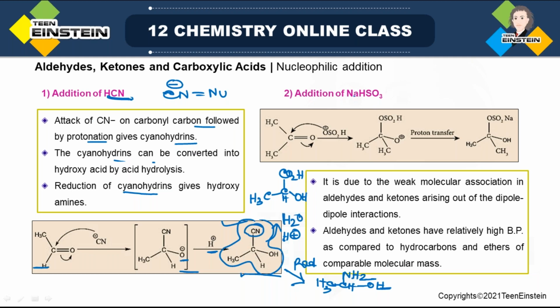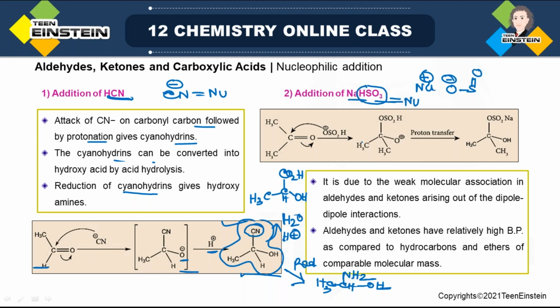Next reaction is addition of NaHSO3. If I write the molecule, one part is Na plus, the positive part, and another part is O-SO2H, that is SO3H. Now in SO3H there is a negative charge present over oxygen. This negative charge can attack the carbonyl carbon. So HSO3 minus is actually the nucleophile. Sodium is basically the counter ion.